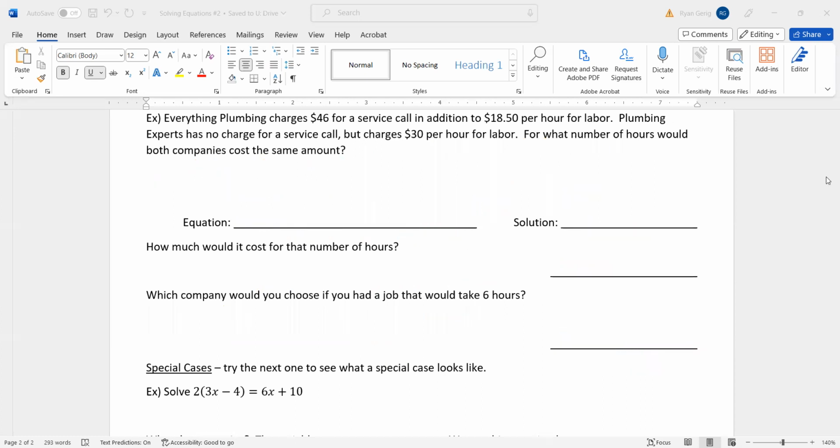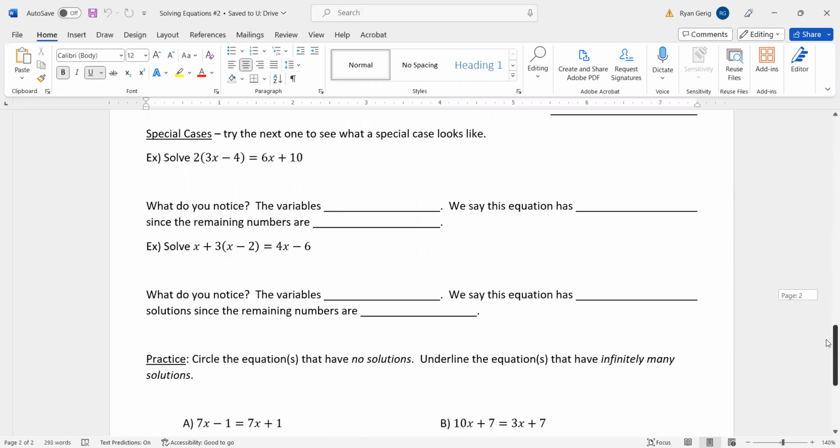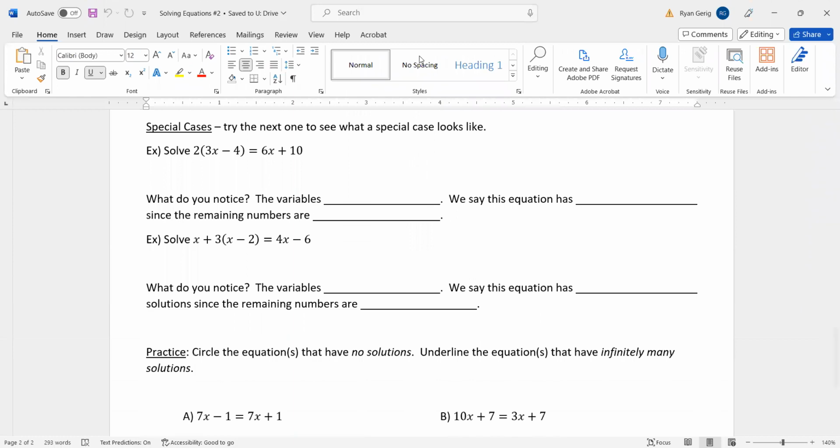All right, last thing, special cases. Let's just do it and see what happens. So I'm going to distribute the 2. I'm going to get 6x minus 8 equals 6x plus 10. Then I'm going to subtract 6x from both sides. And look what happens. It cancels on both sides, and I'm left with negative 8 equals 10. Well, what do you notice? Well, the variables cancel on both sides.